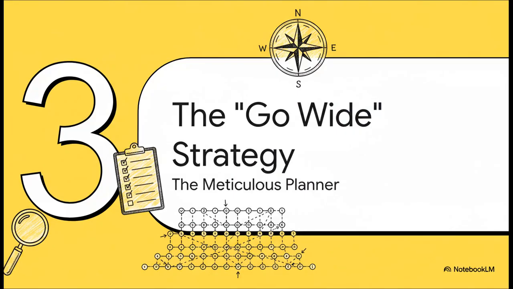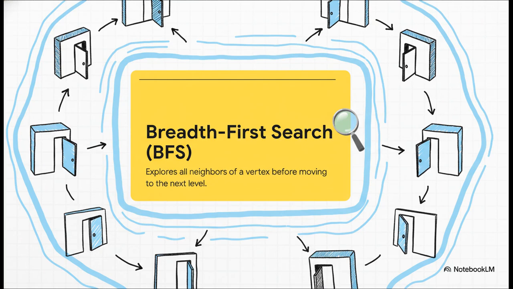Now, let's look at the complete opposite approach. I want you to forget the bold adventurer. Instead, picture a meticulous planner. This explorer is cautious, they're systematic, and they leave absolutely no stone unturned. This strategy is called breadth first search, or BFS.